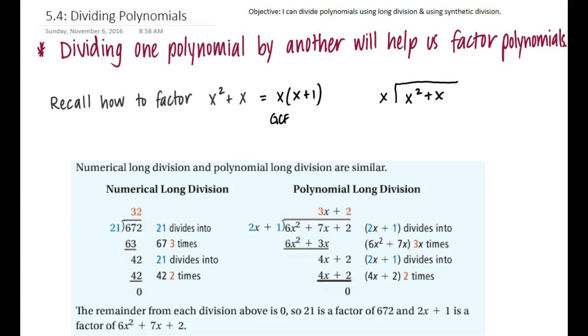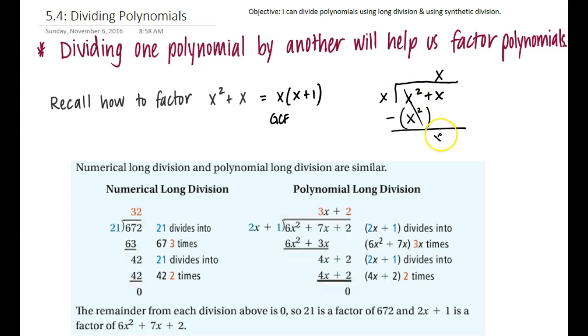I would like to show you how to use polynomial long division in order to obtain the same result. So say we have x squared plus x and we're dividing by x because we know that's a factor. We think to ourselves, how many times do we have to multiply x to get x squared? Well, we just need to multiply x by itself to get x squared. So x times x is x squared.